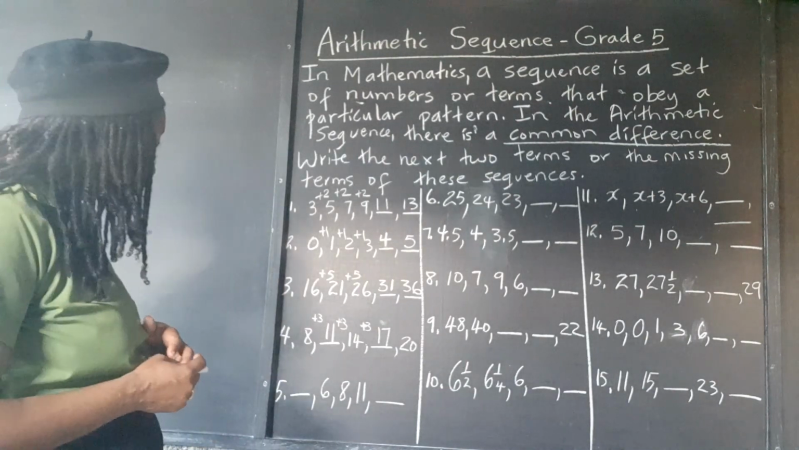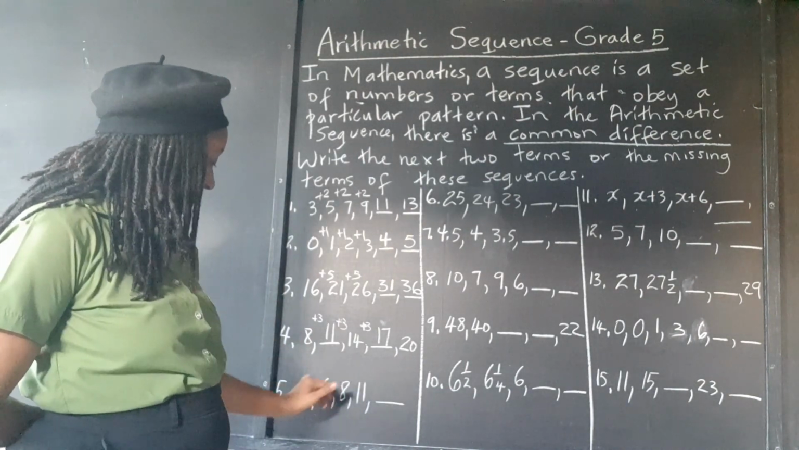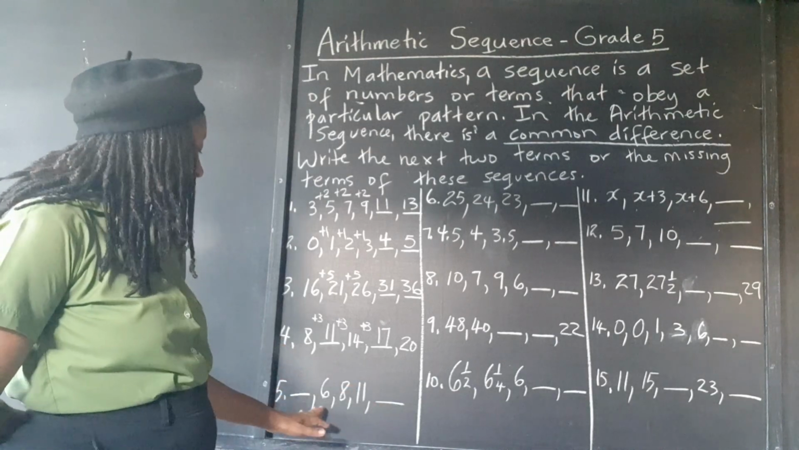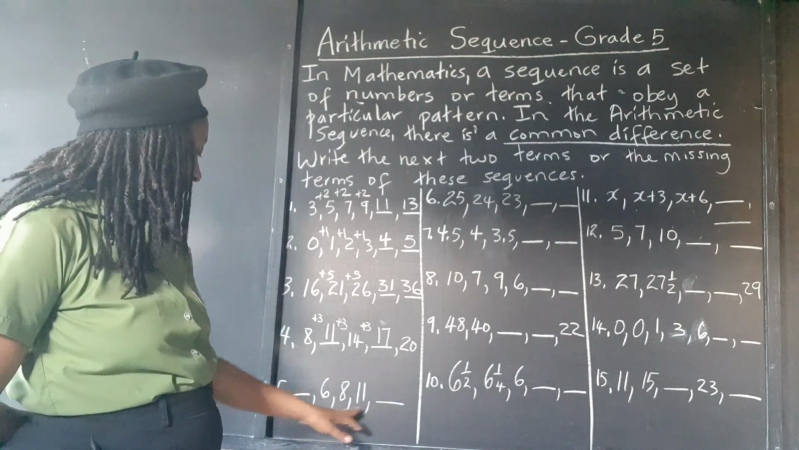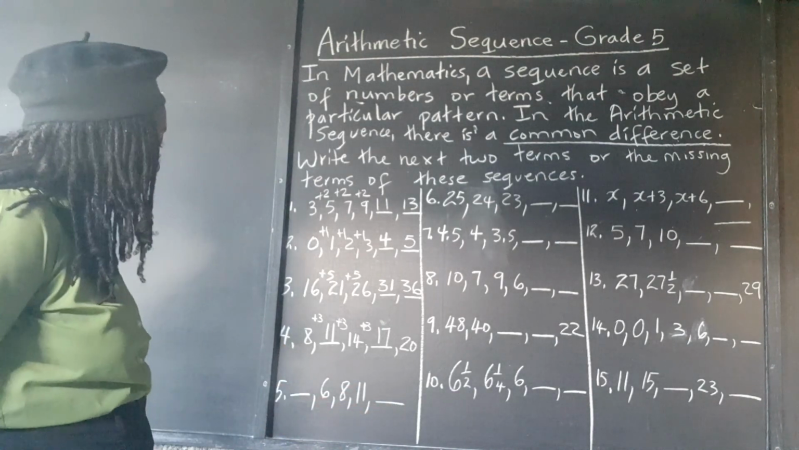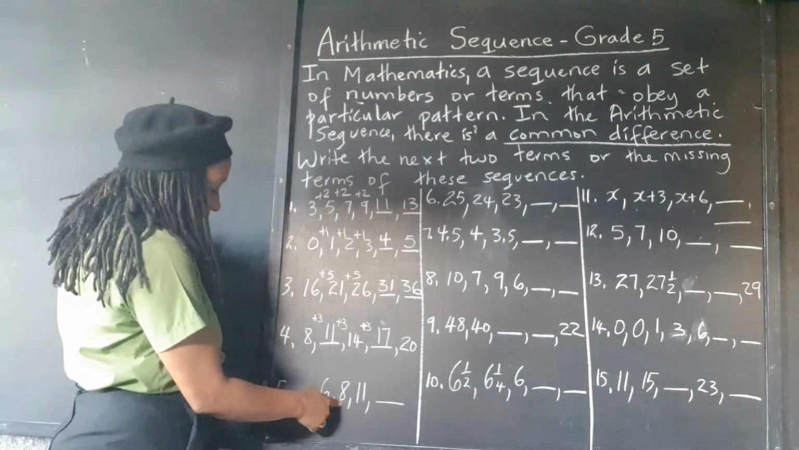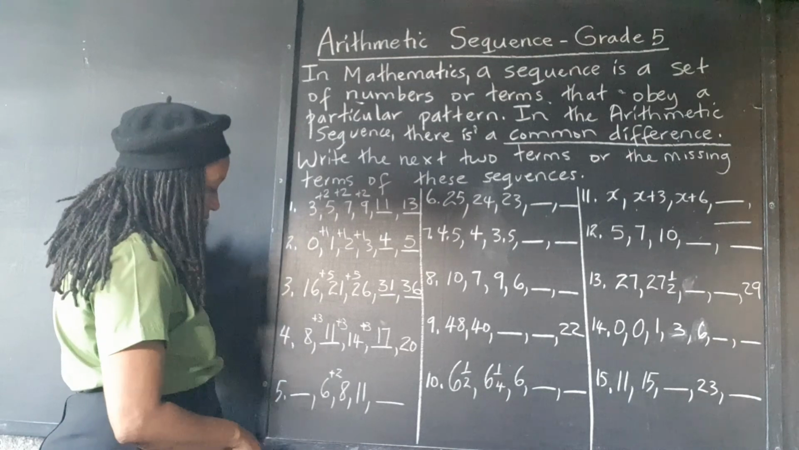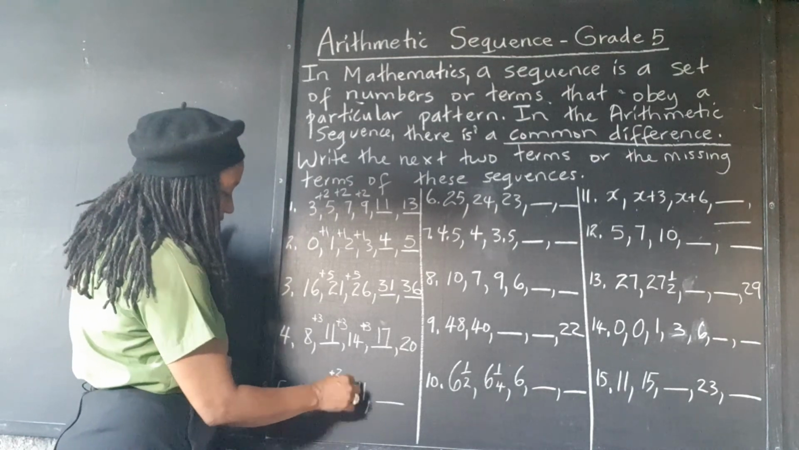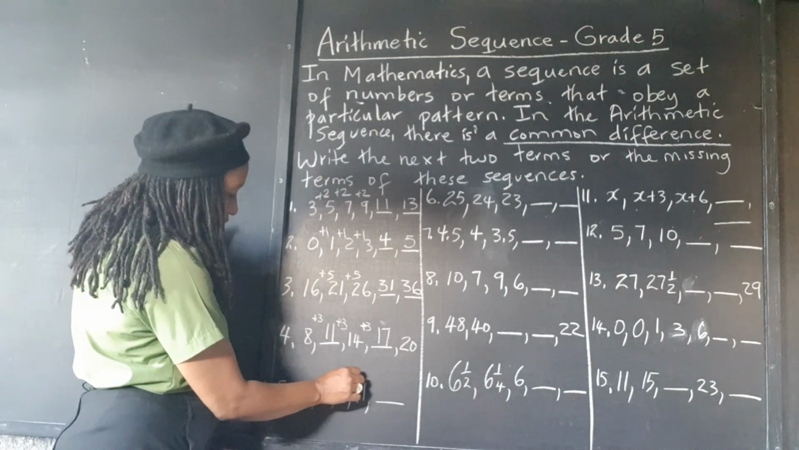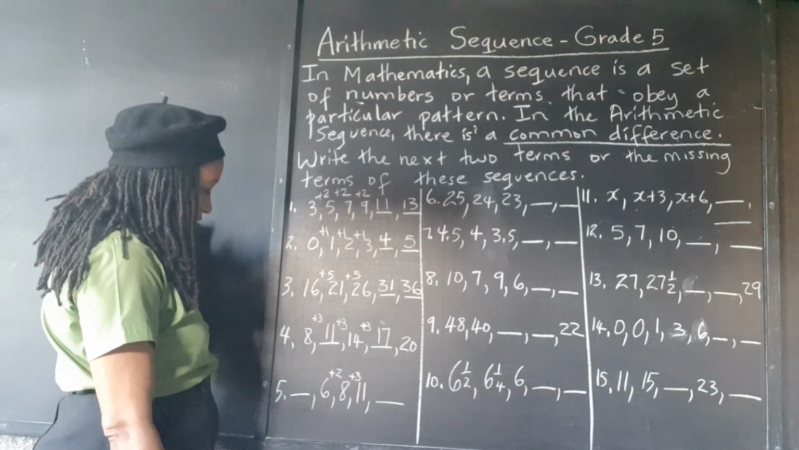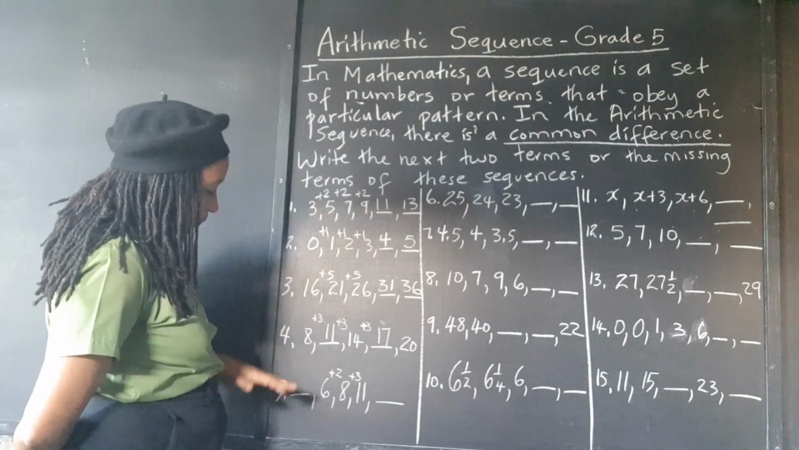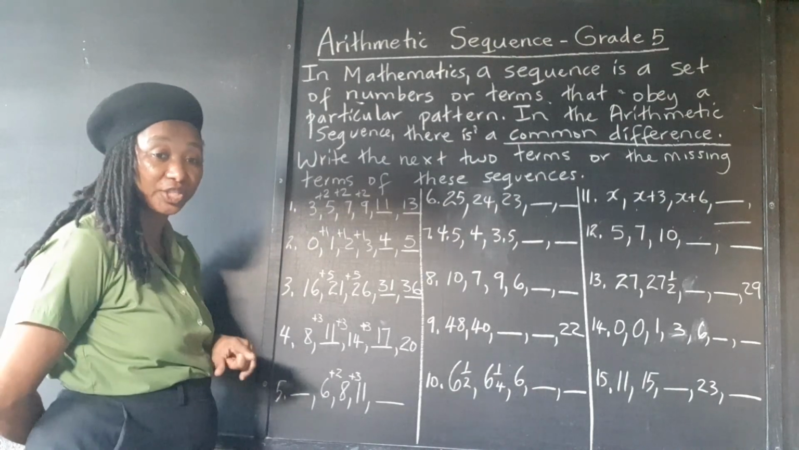Alright, here we have 2 terms missing again, one at this end, one at that end. So let's figure out what's happening in here. From 6 to 8, we add 2. And from 8 to 11, we add 3. So the pattern seems to be, we're adding different amounts each time.